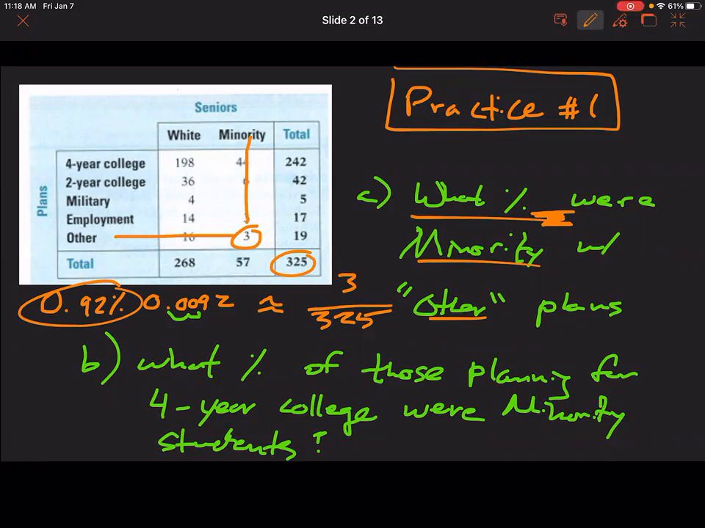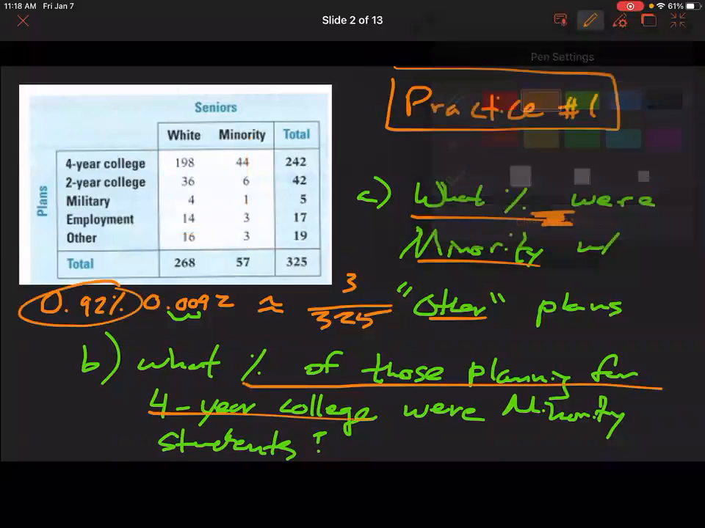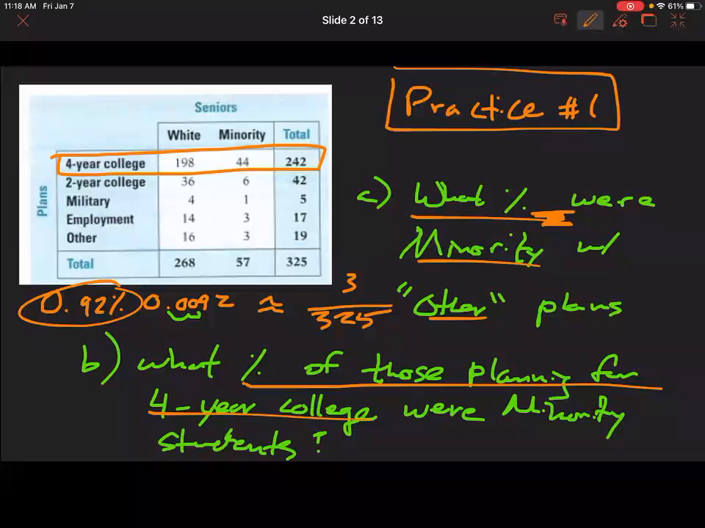The question would be, what percentage of those planning for four-year college were minority students? So this one's telling us a specific group to look at. What percentage of those planning four-year college? So that means we're only looking at those planning for four-year college. All of our numbers should come from this row. So how many people in total are in this group? Those planning for four-year college, it's 242, that goes on bottom. And we're looking for four-year college minority students. That's 44.